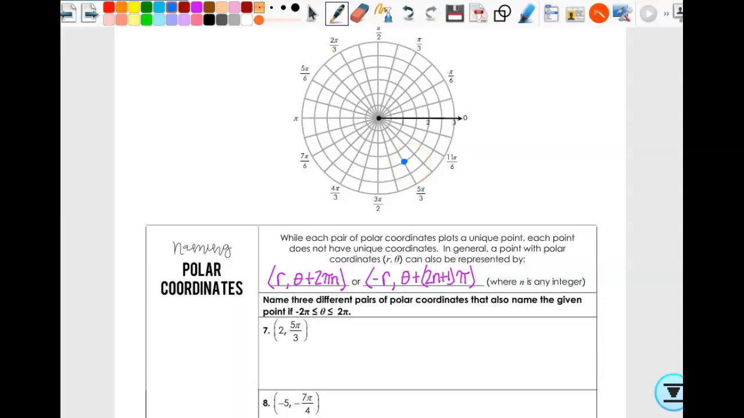But what they're asking us to do is name other points. We're not going to name an infinite amount of them. We're only going to go from negative 2π to 2π, which means there are 4 total points. So if we start with 1, we're going to have 3 answers. So we've already talked about one of them, right? One of them is that I could go to 2 and then negative π/3. The other 2 possibilities when you go from negative 2π to 2π involve a negative radius.